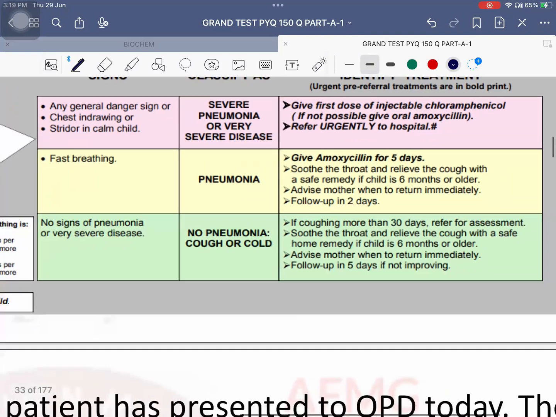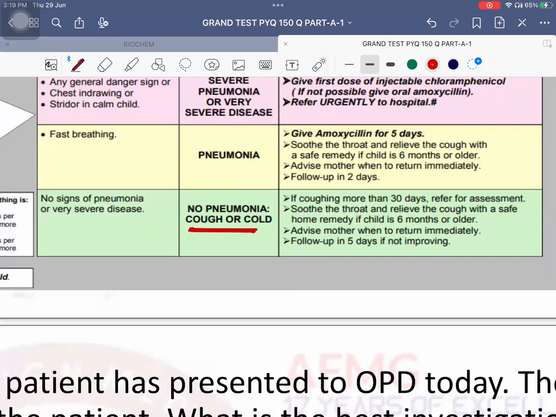Okay? So usually in cases of pneumonia, there are 3 categories: the green, yellow, and pink category. In green category, that means the child is having no pneumonia. The child is only having cough and cold. So if the child is not even having fast breathing, that is tachypnea, the child is not even having chest retraction or any other features of pneumonia, only there is cough and cold along with fever, then the child will be classified in which category? Green category. Okay, that is no pneumonia.